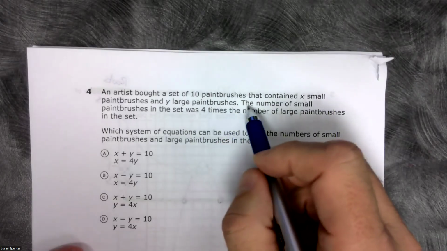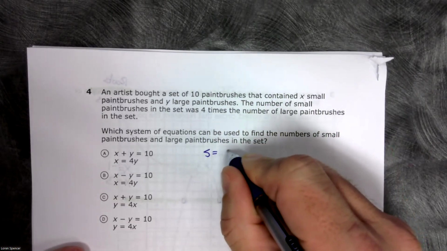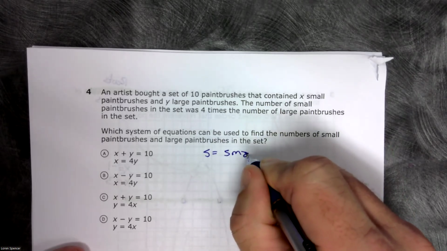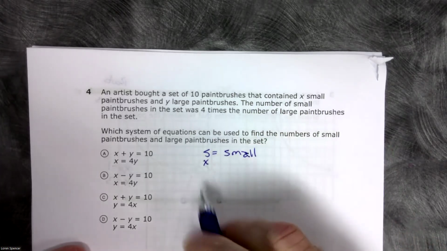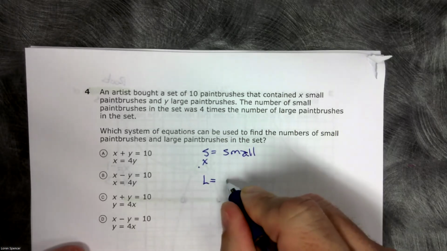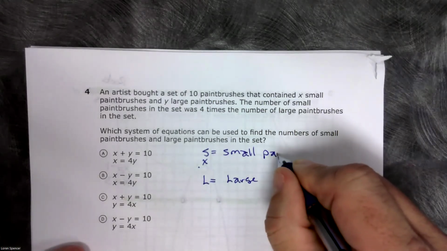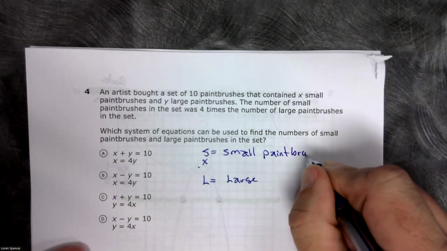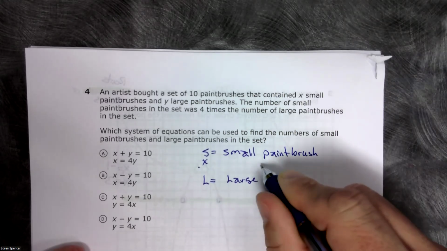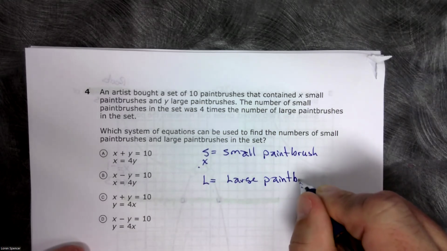So let's talk about this. X is small. How about we do S equals small? And we'll make an X. We note that that's X. And L equals large. And these are paintbrushes. Now, you don't have to write all that stuff out. I would highly recommend writing L and S, but you don't have to sit there and say it's a paintbrush.